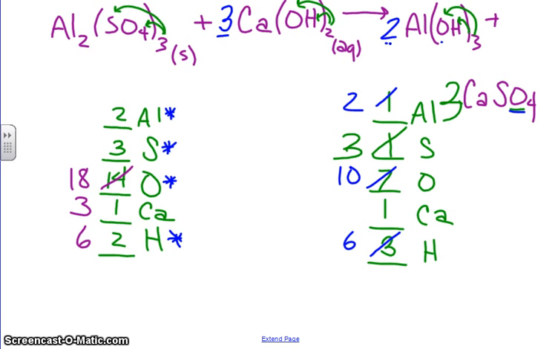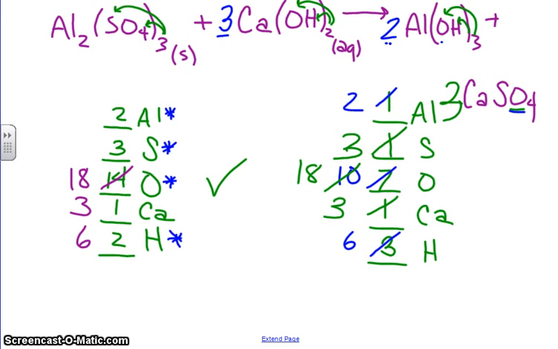Oxygen would go to, in this case we have 7. 3 times 2 is 6 plus 4 times 3 is 12. So we go to 18. And calcium goes to 3. So let's look, are we balanced? 2, 3, 18, 3, 6. Yeah.